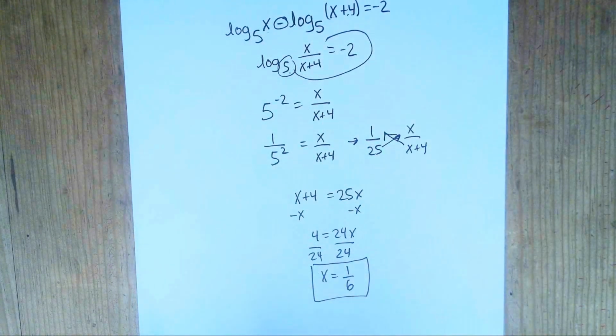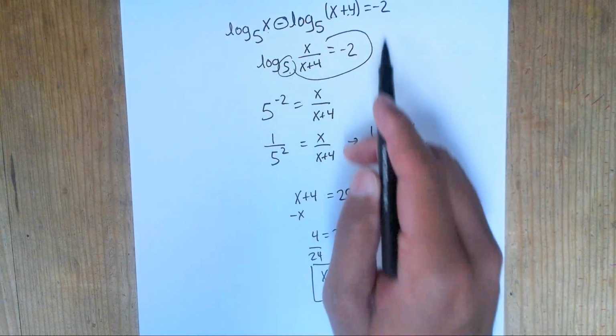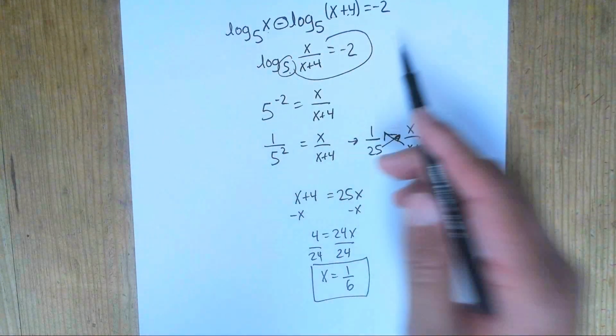So anytime you have multiple logs on one side, you have to condense them. If it's being subtracted, you're going to divide them. If you have log equals a number, go around the world. If you have log equals a log, you're going to cancel them out.